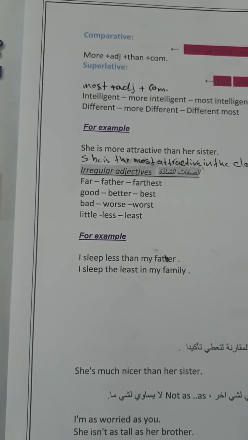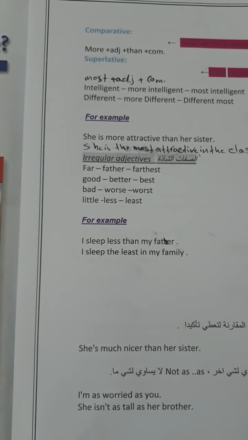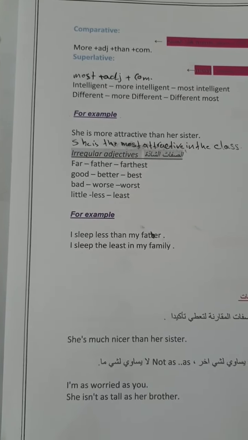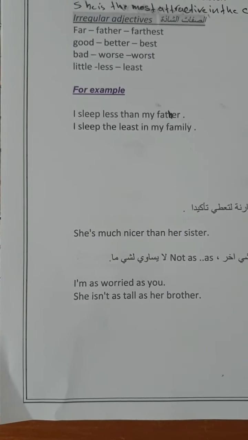For example, she is more attractive than her sister. هي أكثر جاذبية من أختها. أو she is the most attractive in the class. يعني هي الأكثر جاذبية في الصف.